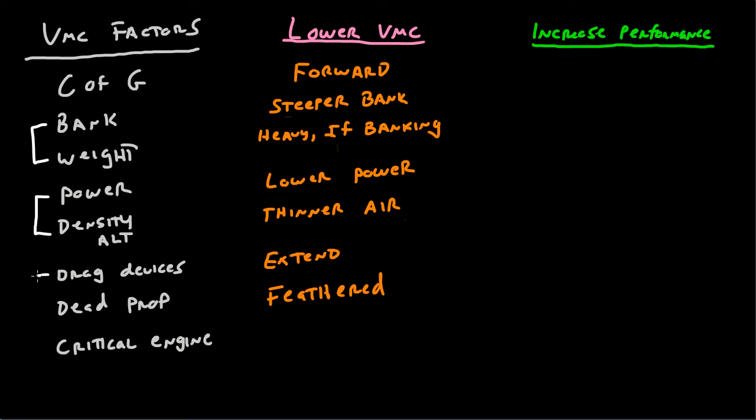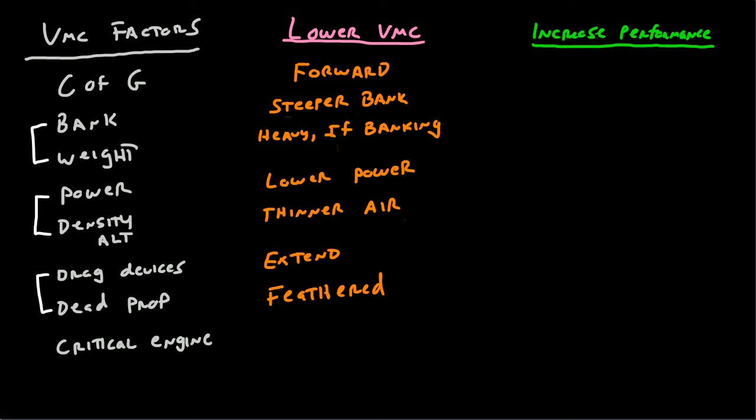I should combine these two just to be complete. So you've got VMC. To lower VMC, center of gravity should be forward, banks deeper, weight heavier, and these two act together, power lower, density altitude thinner, and these two are together, and then the drag device is extended and the dead prop feathered, and these two act together. Really, that's it for lowering VMC.